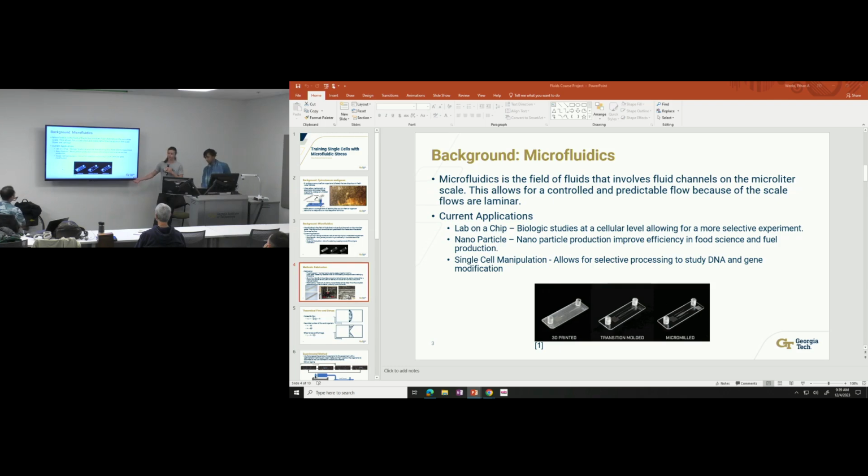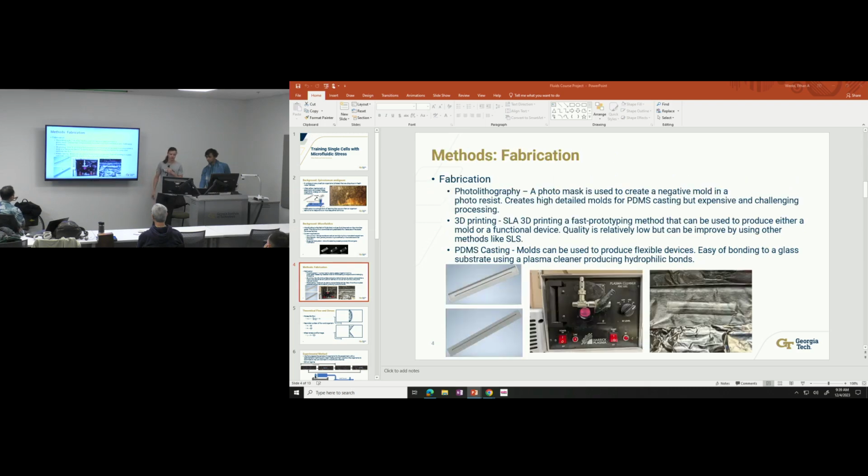You can also produce nanoparticles. Especially, we use hydrogels because we can simulate cells through these small little particles. It's also improving efficiency in food science and fuel production. And the best part is single cell manipulation, where we can actually target specific cells to do either DNA study or gene modification. In my lab, we do fabrication, so I'll walk you through that.